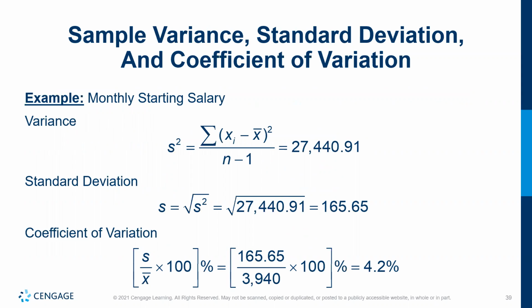All right, so back to our example, our monthly starting salary, which should give us more detail here, but I guess they kind of summarize it on one slide. What we would do is take each of those items, it's the sum of each of the items minus the mean squared over n minus 1. So we end up with 27,440.91. The standard deviation is the square root of that, 165. The coefficient of variation is 4.2%.